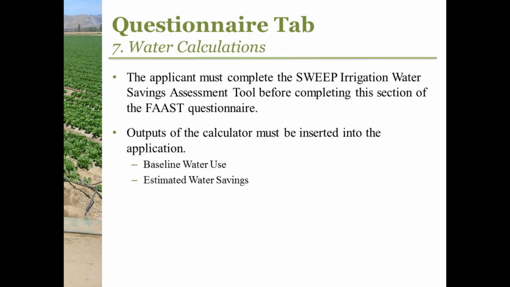Okay, so we're going to need some information on the water calculation. This will make a little bit more sense when I open up the water calculator, but essentially we have a water calculator that allows you to calculate the baseline water use and then the estimated water savings that are affiliated with the project type that you're interested in pursuing. And this information will need to be submitted within the FAAST questionnaire.